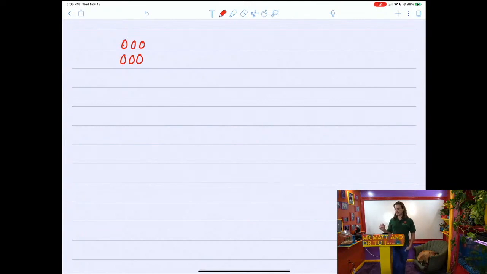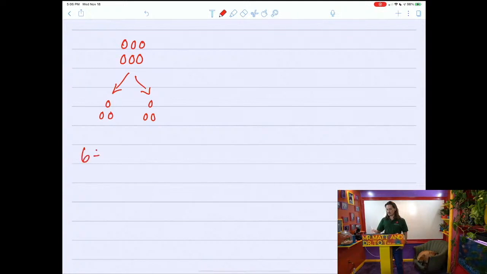So if we have 6 items, and we wanted to divide these 6 items into 2 equally sized groups, then you might do something like this. And there has to be the same amount in each group, so we could split 3 of these values to the left and 3 of these values to the right. So in the 2 groups, they're equally sized. There are 3 items in each of the 2 groups. So 6 divided by 2 is equal to 3, because 6 divided into 2 equal groups means that there are 3 items in each group.